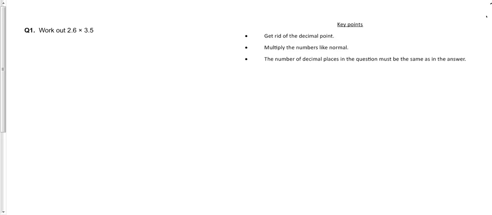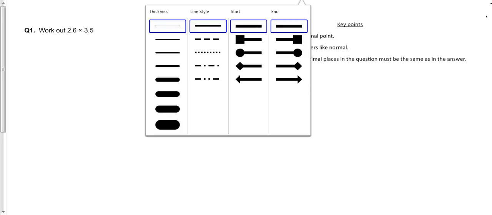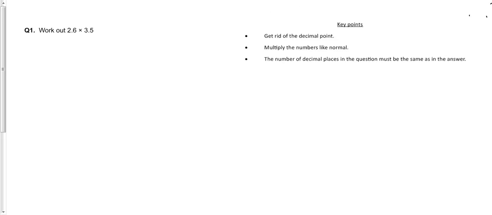Okay, so without further ado, this is the first key skill, which is multiplication of numbers, but more importantly, multiplication of decimals. And there's key points. The first thing is we get rid of the decimal point. So if we're going to do 2.6 multiplied by 3.5, what we do is we do 26 times 35. Now there's no right or wrong, well there is a wrong way to do it, but there's no one correct method of doing this. So I'm going to go through 2 or 3 methods and then you can choose which one you prefer.